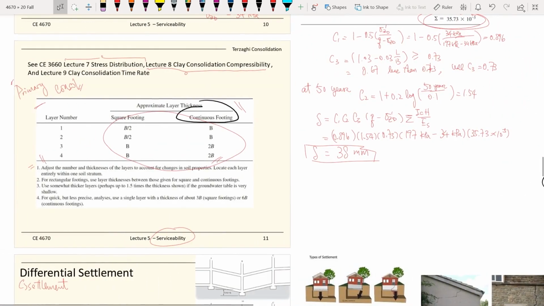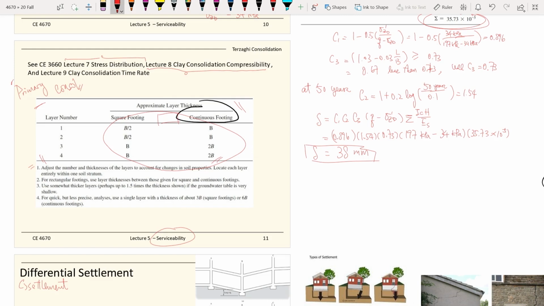So that's the first thing. And also for rectangular footings, the book, Terzaghi, also recommends using a layer thickness between those given for square and continuous footings. Which means if you have a rectangular footing, you want to use something in between, somewhat thicker layers. The third point over there mentions you may want to use thicker layers if the groundwater table is very shallow.